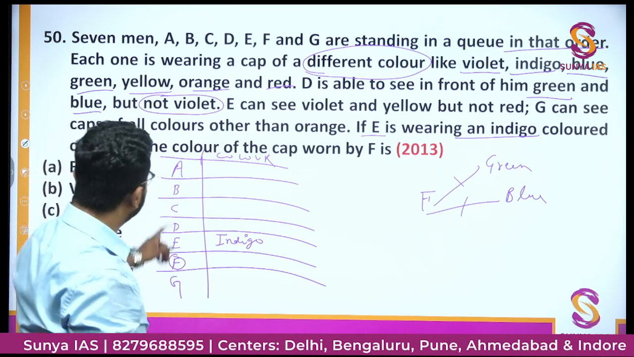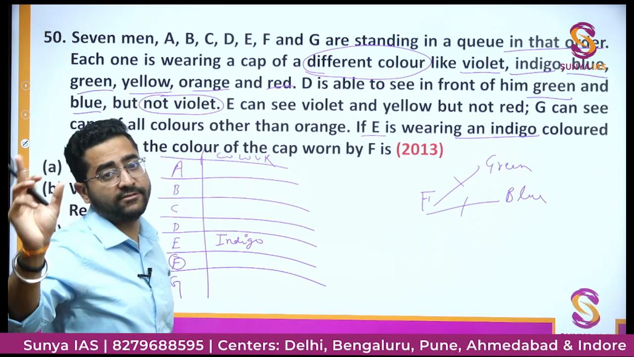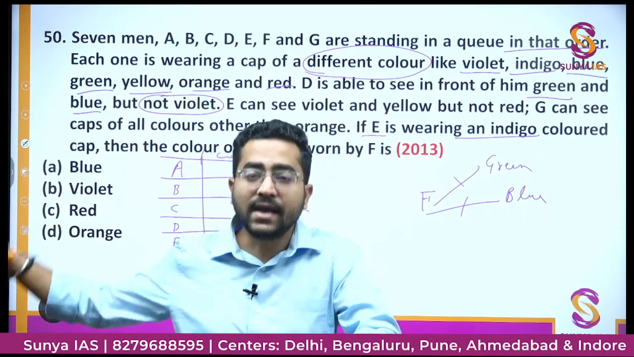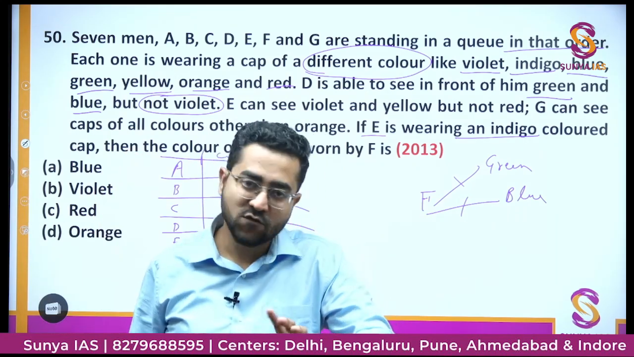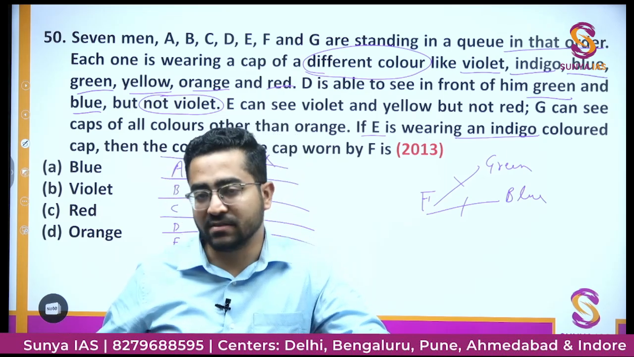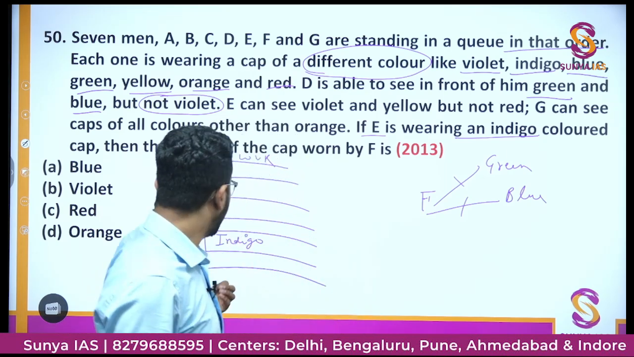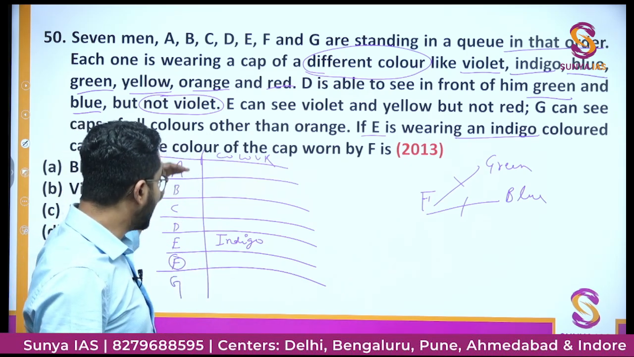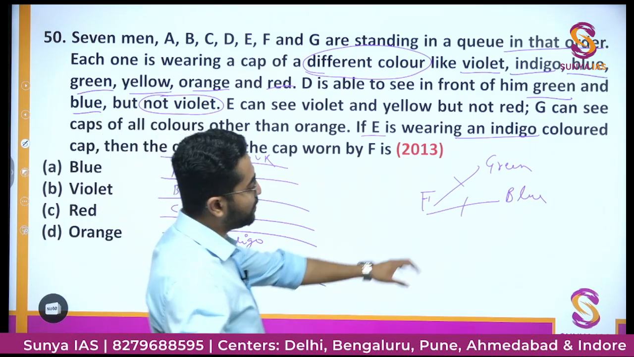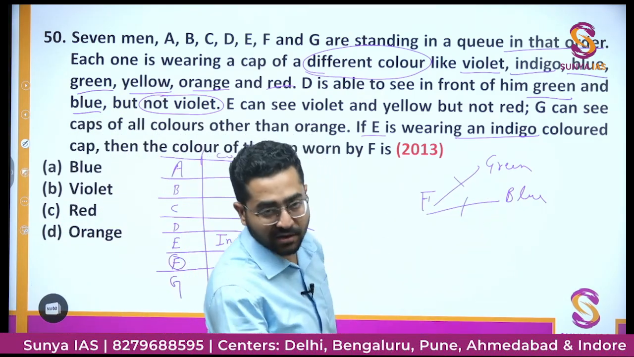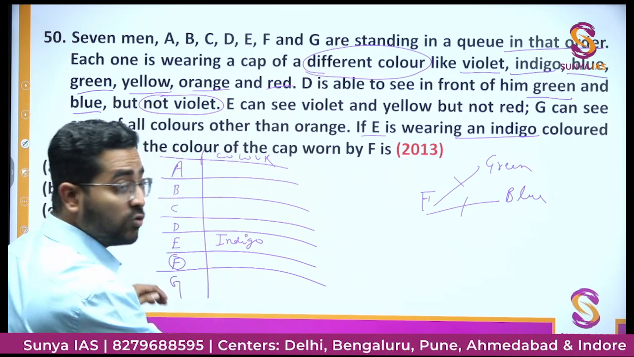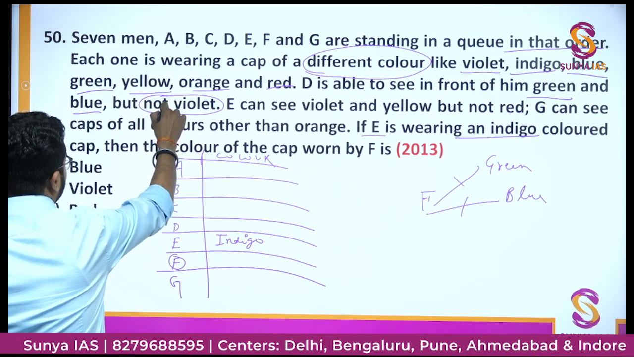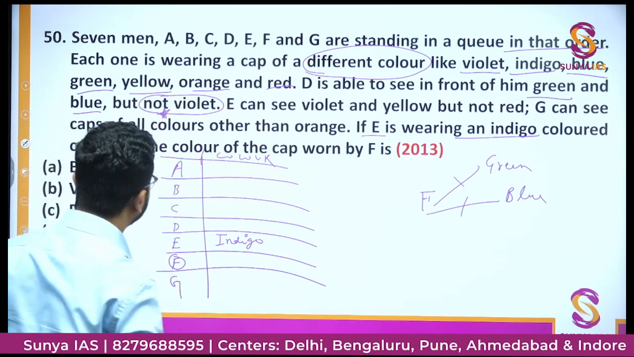But not violet. It is said that D cannot see violet color. It means either D is wearing violet or somebody behind D is wearing violet. I'm not sure whether F, or G, or D is wearing violet, since E is already given. We can see that those in front of D are not violet, but we cannot remove the possibility of F wearing violet, because D is not able to see it. So I don't know who is wearing violet. Okay, let's mark this with a star and note that this information has not been used yet.